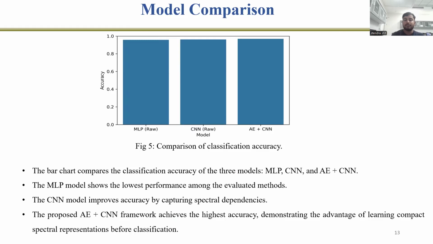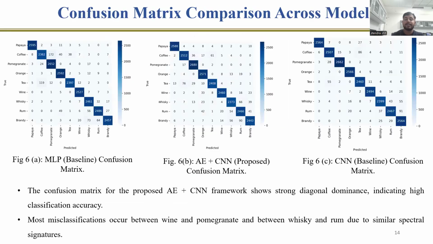Now we'll talk about the comparison between the 3 models. This bar chart compares the classification accuracy of the 3 models, that is MLP, CNN and AE plus CNN. The MLP model shows the lowest performance among the evaluated methods. The CNN model improves accuracy by capturing spectral dependencies. The proposed AE plus CNN framework achieves the highest accuracy, demonstrating the advantage of learning a compact spectral representation before classification.